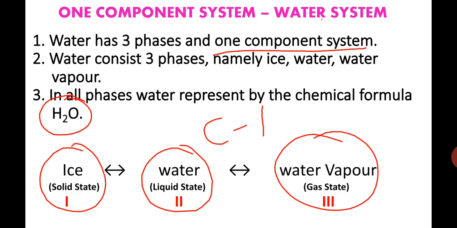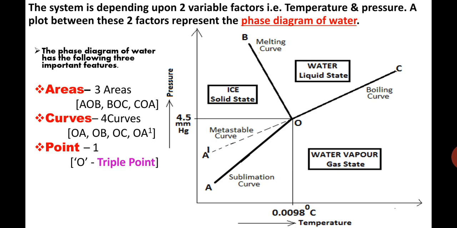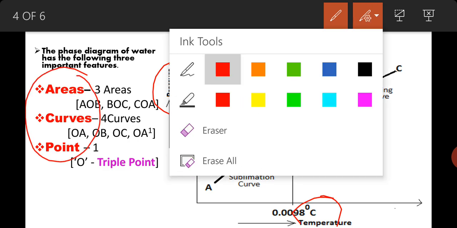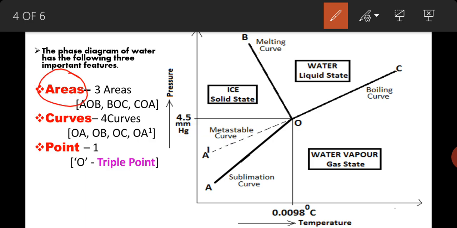The water system depends on two variables, temperature and pressure. If we plot between these two variables, we get the phase diagram of water. Here, temperature is taken on the x-axis, pressure on the y-axis. In this diagram, three important features are present: areas, curves, points. At first, areas. Here, we observe three areas: AOB, BOC, COA.